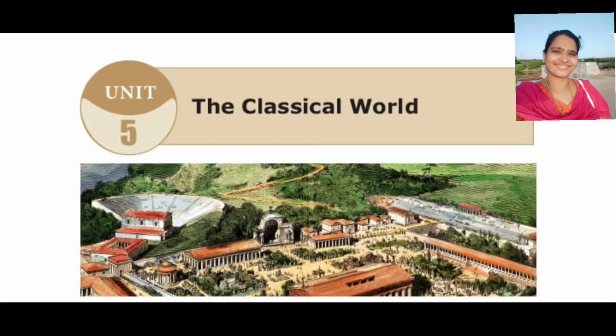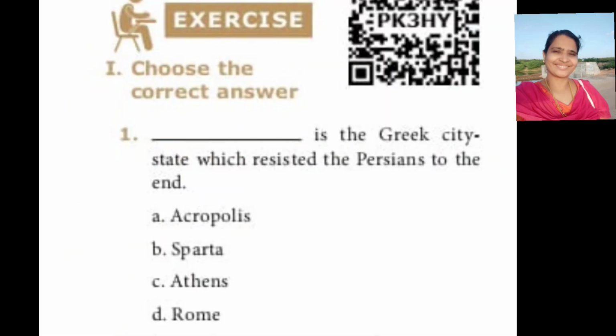Dear children, today we are going to do the book back exercise. Roman number 1, choose the correct answer. Dash is a Greek city-state which resisted the Persians to the end. So which is the Greek city which resisted the Persians? Your options are Acropolis, Sparta, Athens, Rome. Which one? Athens. Athens is a Greek city state which resisted Persians to the end.